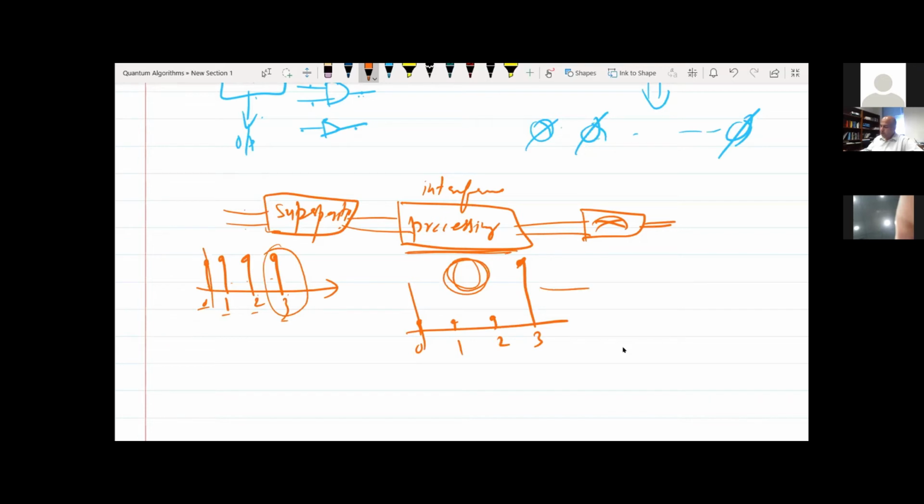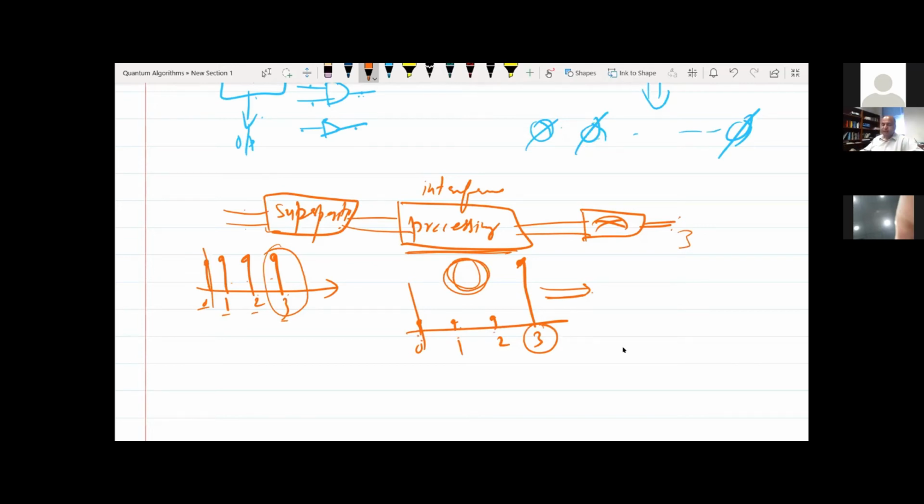So that when I do a measurement, since I have a superposition of all these 4 states, I have the highest probability of measuring the state 3 at the output compared to the other 3 states. And then my algorithm would be successful in finding the number 3 at the output. You'll see when we do the algorithm actually how this works.